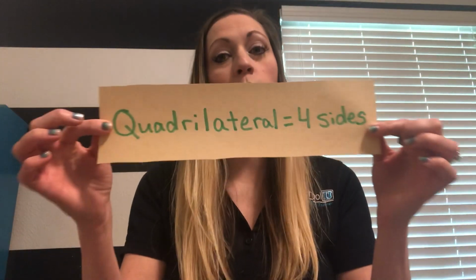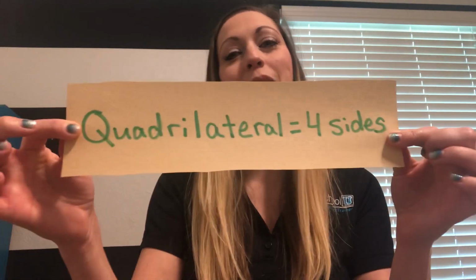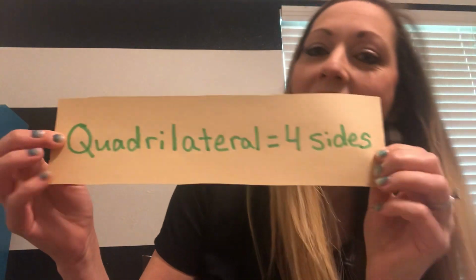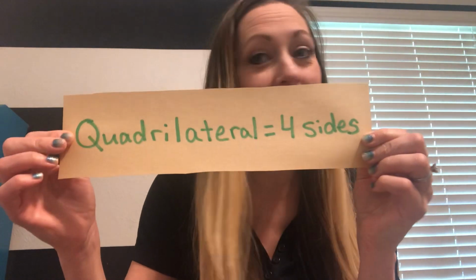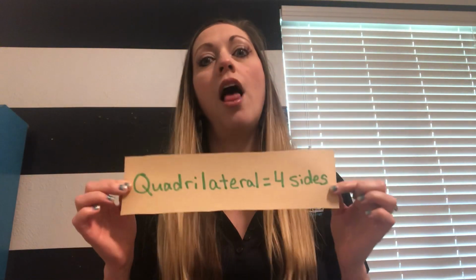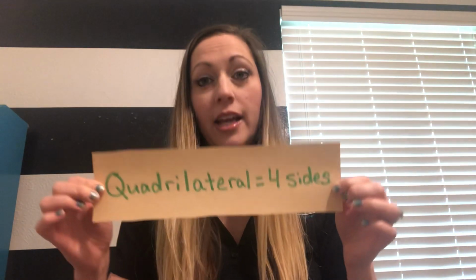All right, the first one, whoa, that's a big word right there. And the word is quadrilateral. And that just means that it has four sides. It's a four-sided figure.